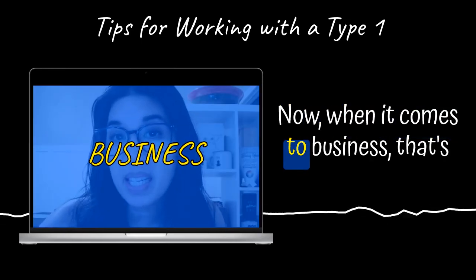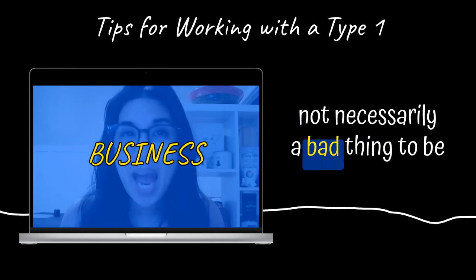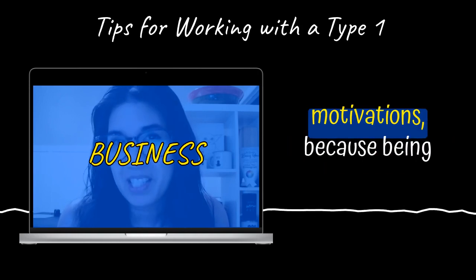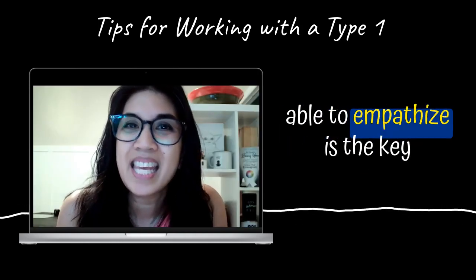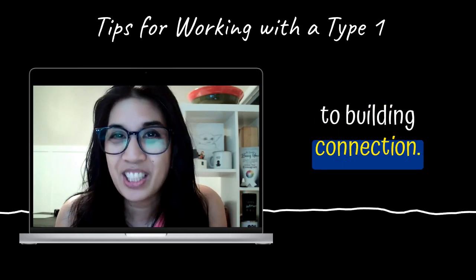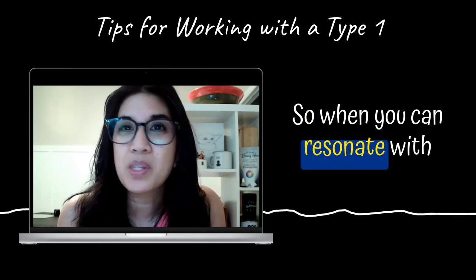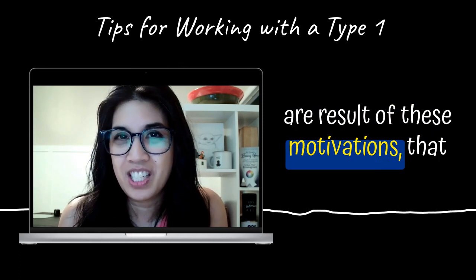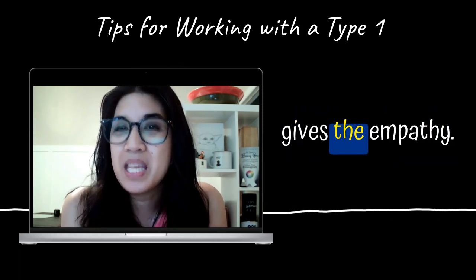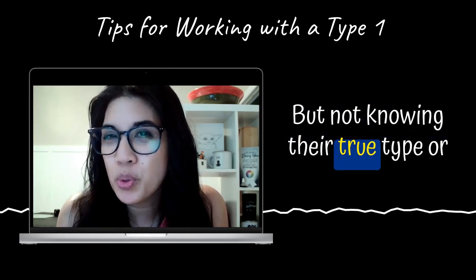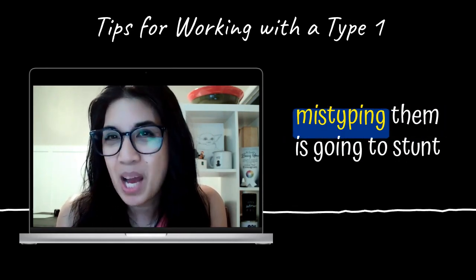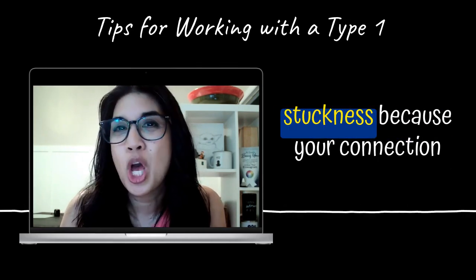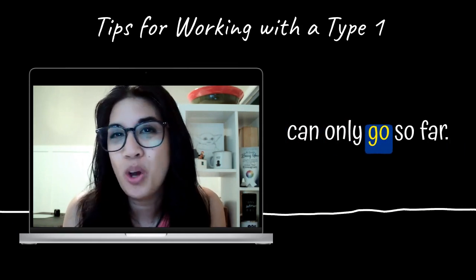Now, when it comes to business, that's not necessarily a bad thing to be able to identify with these surface motivations, because being able to empathize is the key to building connection. So when you can resonate with some of these behaviors that are a result of these motivations, that gives the empathy. But not knowing their true type or mistyping them is going to stunt their growth or prolong their stuckness, because your connection can only go so far.